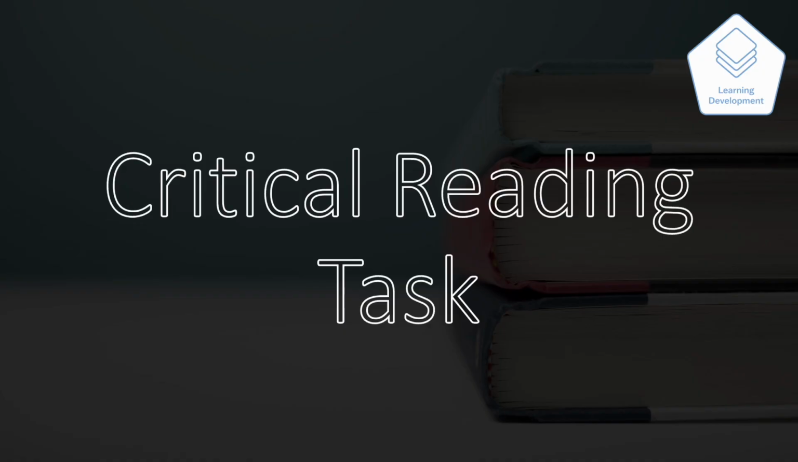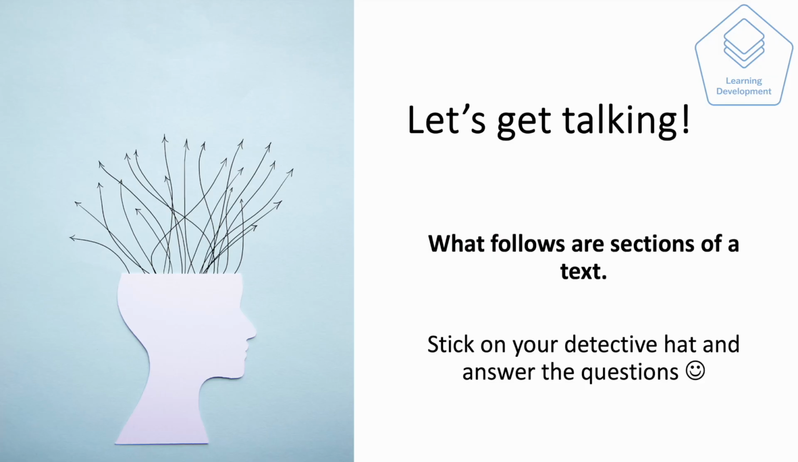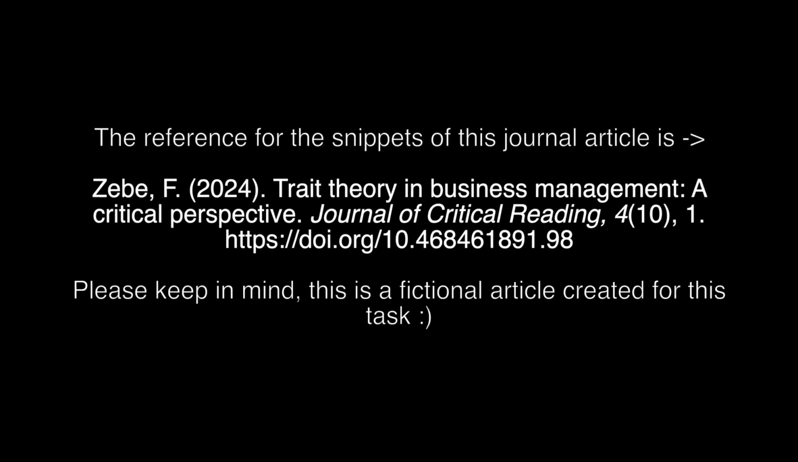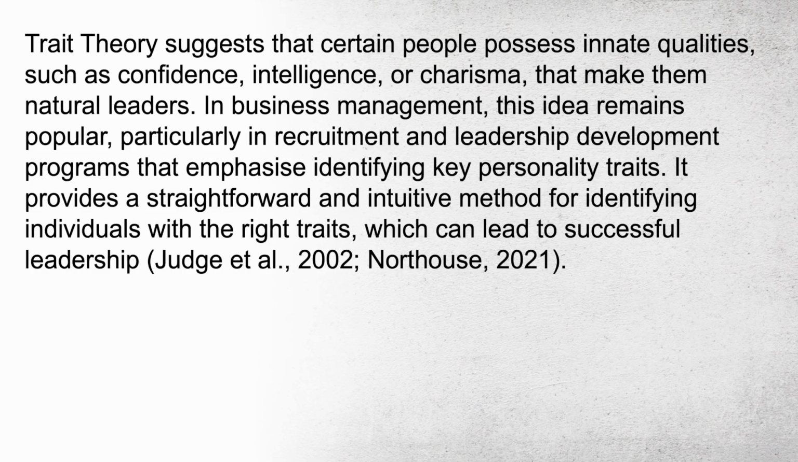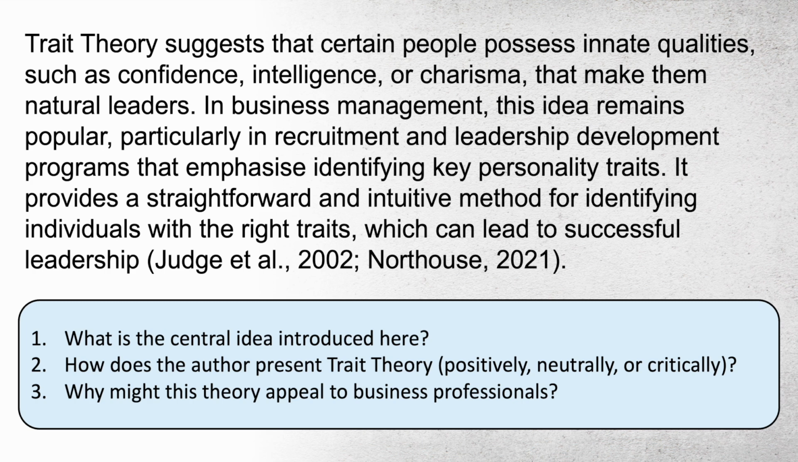Now let's do a critical reading task. What follows are sections of a text. Stick on your detective hat and answer the questions. Here is the first blurb, and here are the questions. What is the central idea introduced here? How does the author present trait theory, positively, neutrally, or critically? And why might this theory appeal to business professionals? Pause the video for 5 minutes, have a read, jot down your answers.